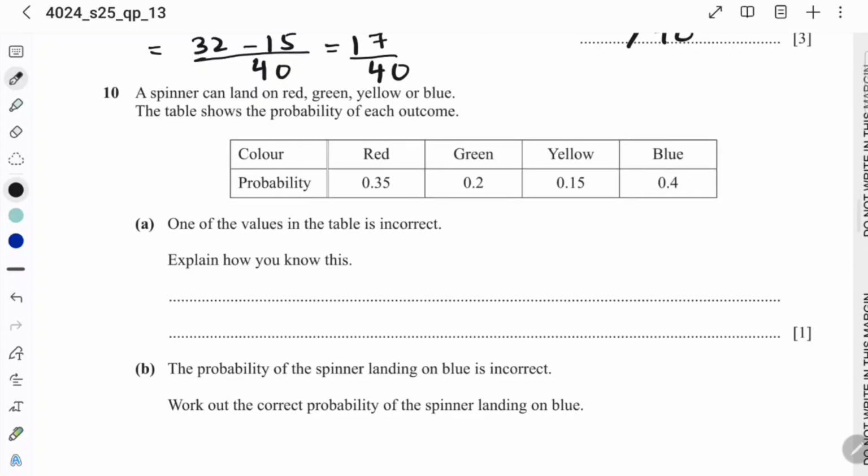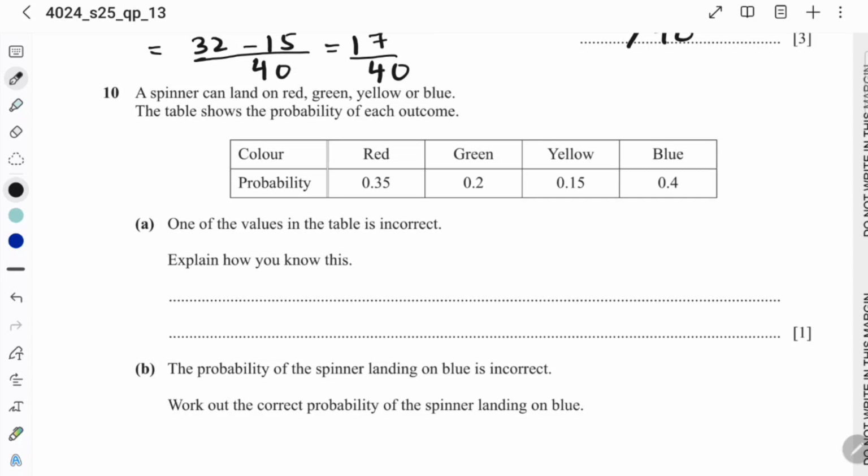A spinner can land on red, yellow, green, yellow or blue. Okay, 4 colors are there. The table shows the probability for each outcome. The probability for red color is 0.35. The probability of green color is 0.2. Yellow is 0.15. Blue is 0.4. One of the values in the table is incorrect. Explain how you know this.